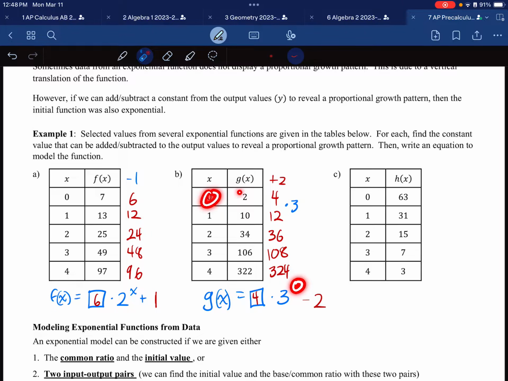If I plug in 0, I should have an output of 2, right? If I plug in 0, 3 to the power of 0 is 1. 1 times 4 is 4. 4 minus 2 is 2. Okay, that seems to be working well. So it's kind of like the opposite of what I'm doing up here, it looks like.